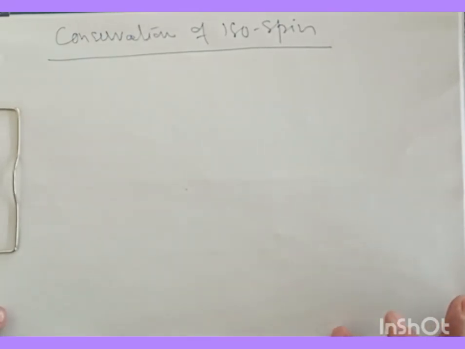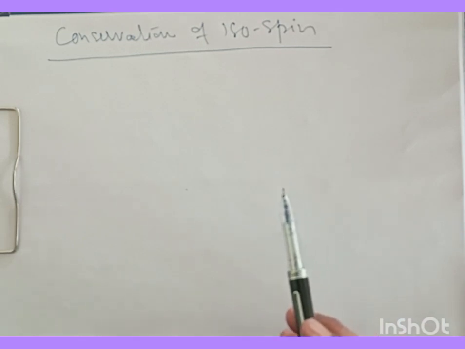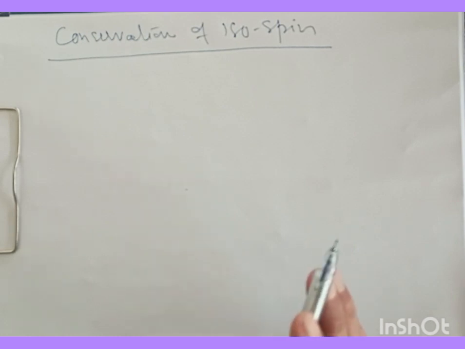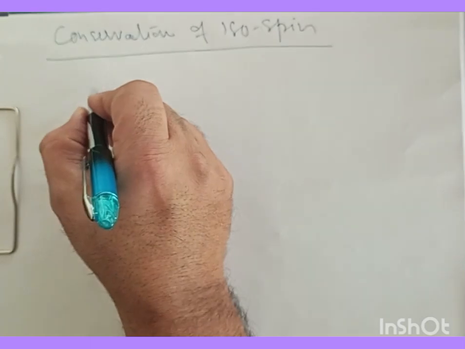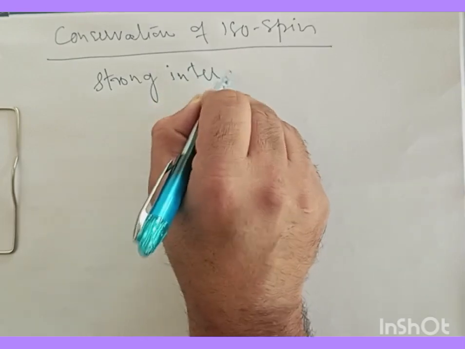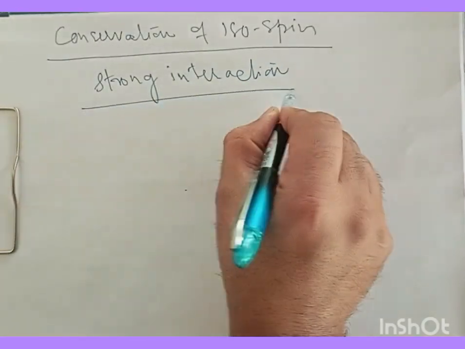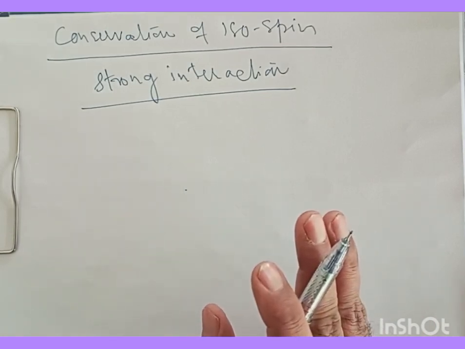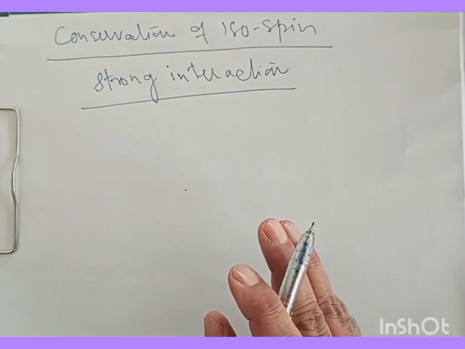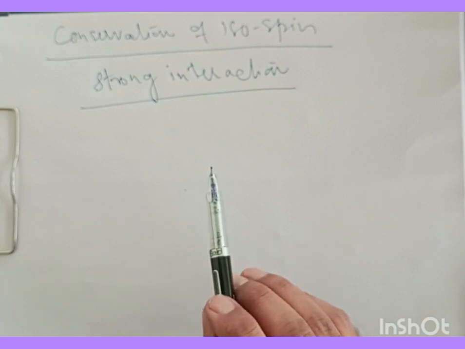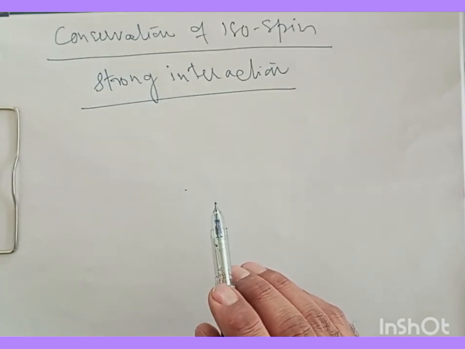Now let's discuss conservation of isospin. This law of conservation of isospin is valid only in reactions or decays which occur through strong interaction. So if we have a decay through strong interaction, or a reaction involving strong interaction, then certainly this conservation of isospin is valid in those situations.